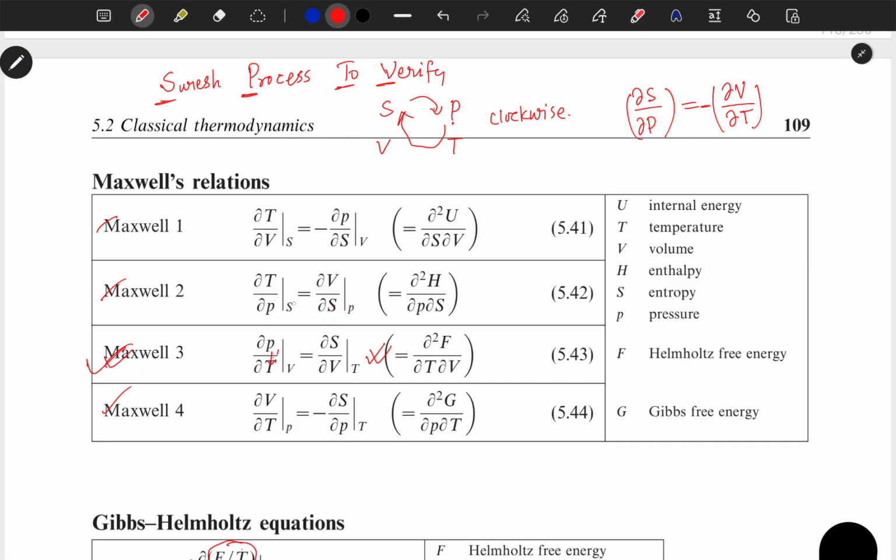So del S del P, del S del P, the fourth relation, del P equal to dV dt. Again for the other two cases, in that case we will have a positive sign, dT dP positive sign. Again, the other one will have a minus sign. So this is the first relation.